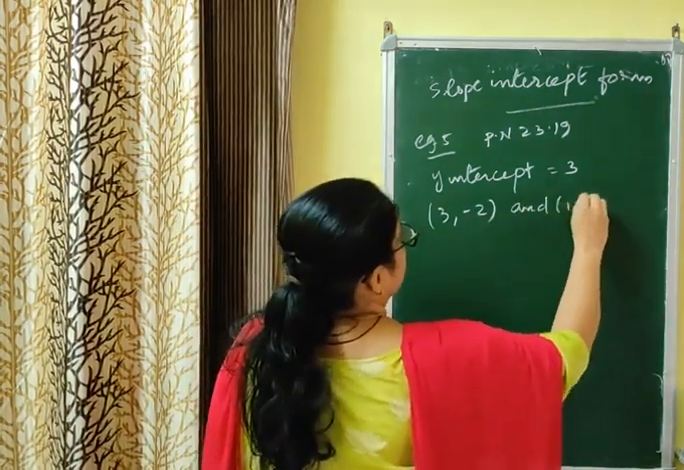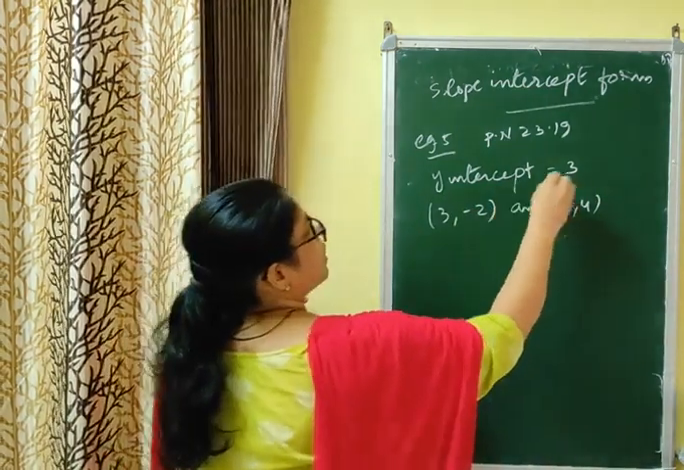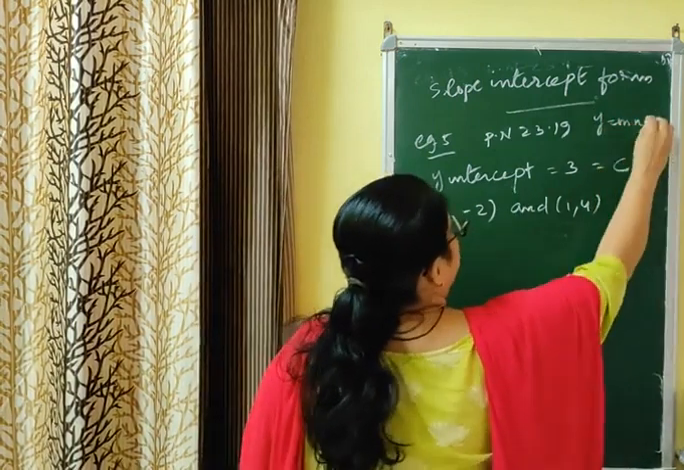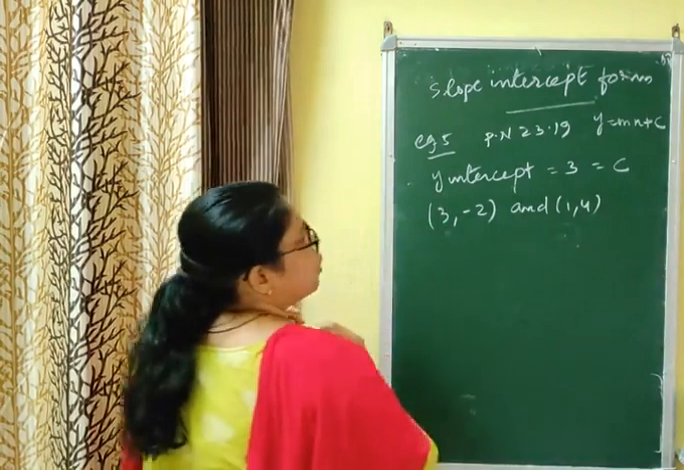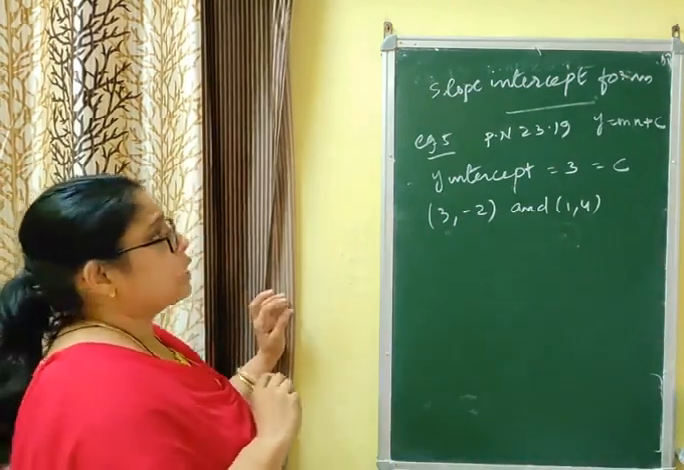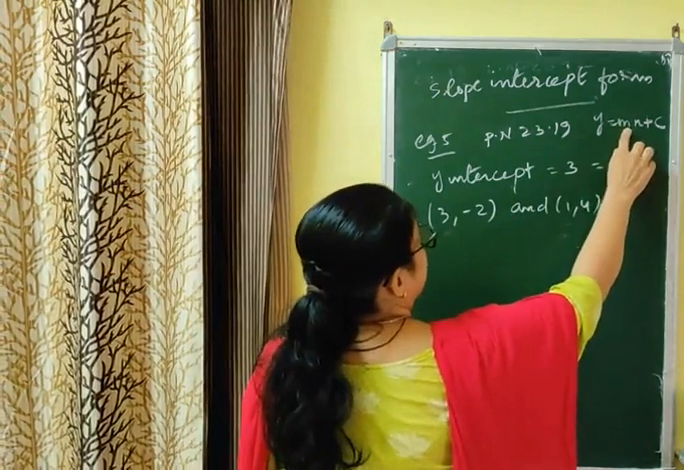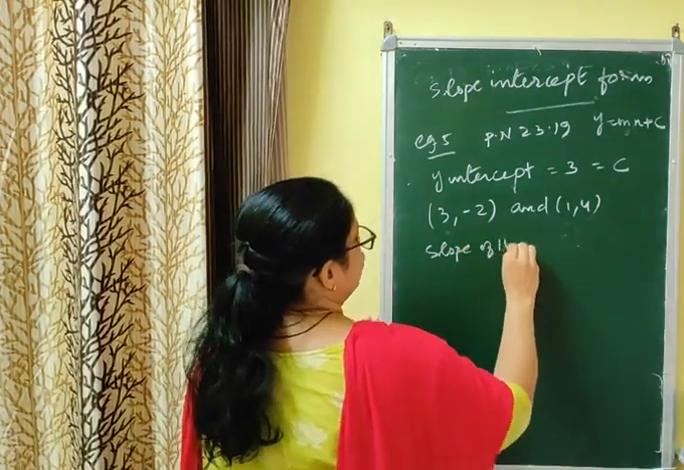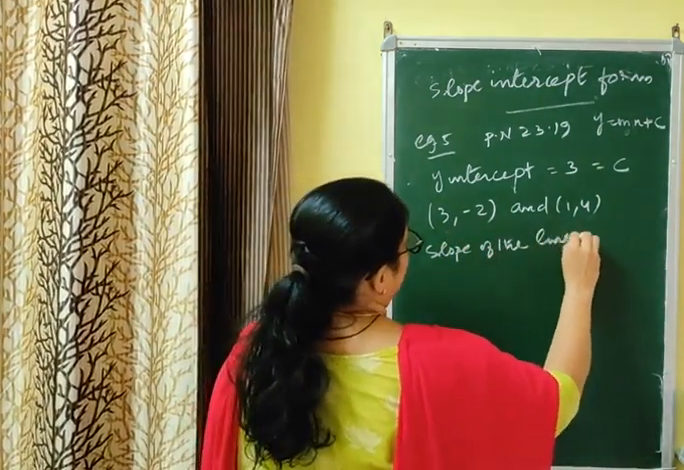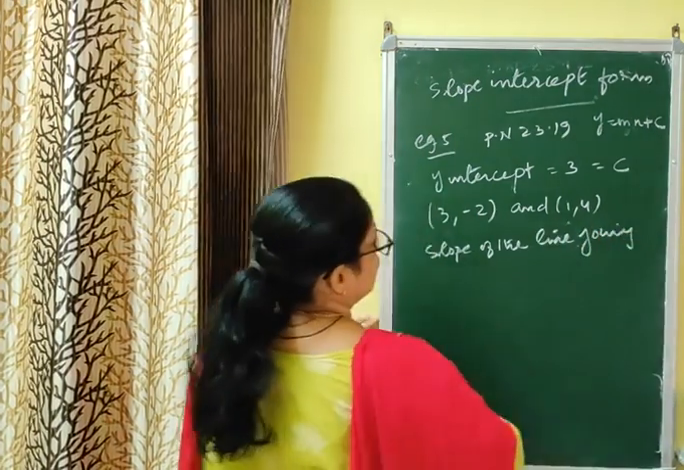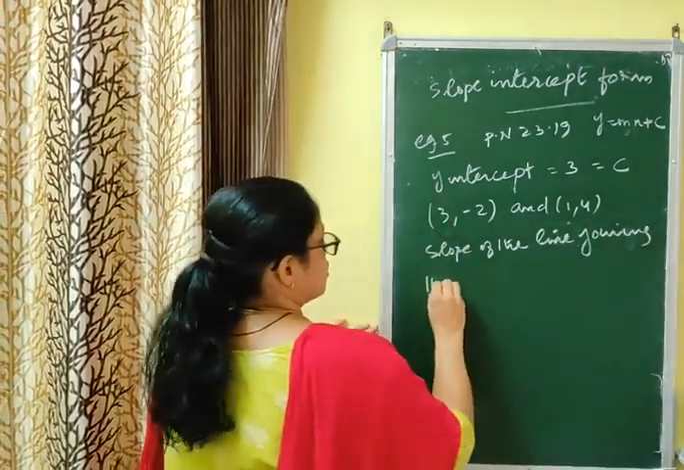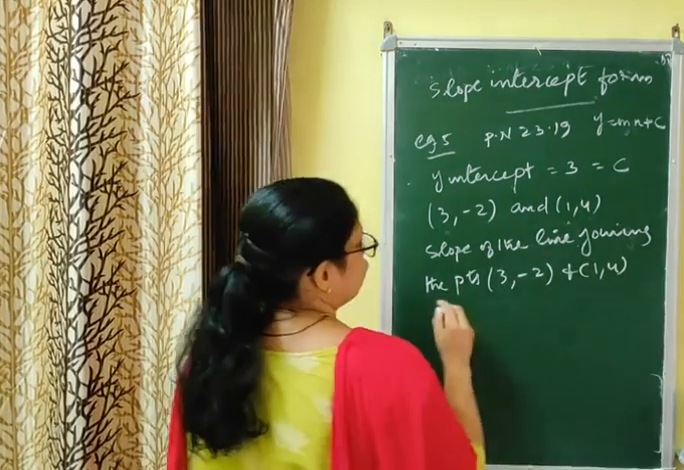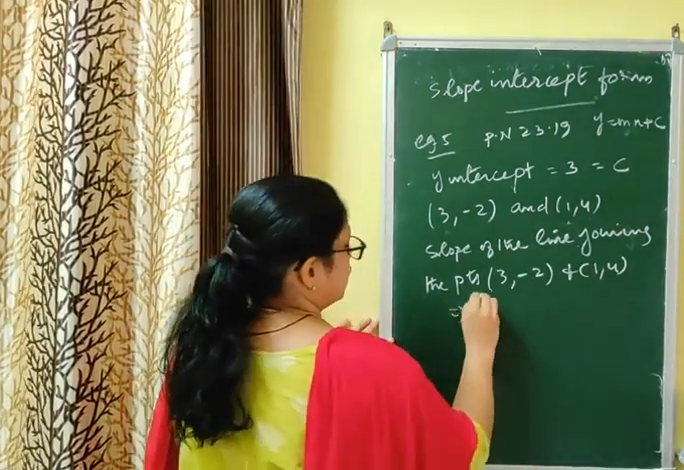You are asked to find the equation of a line having y-intercept. Y-intercept is c in the equation y is equal to mx plus c. And which is parallel to the line joining these 2 points. What is the condition of slopes of parallel lines? Slopes are equal. That means you have to find m, since you are given c equal to 3. Now, slope of the line joining the points -3, -2 and 1, 4 is y2 minus y1 upon x2 minus x1, that is 4 plus 2.